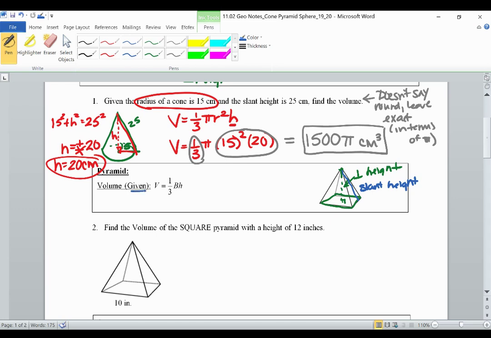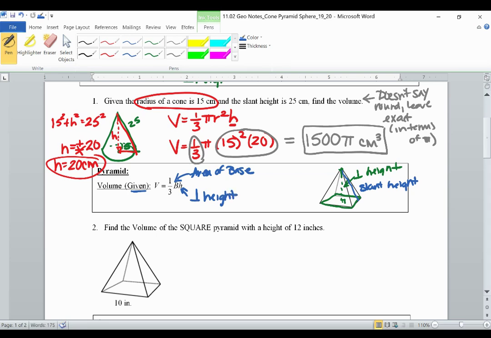The formula, which is given on the reference sheet, is 1/3 capital B times H. And remember that if the B is capitalized, it means the area of the base. And this H, again, is your perpendicular height.